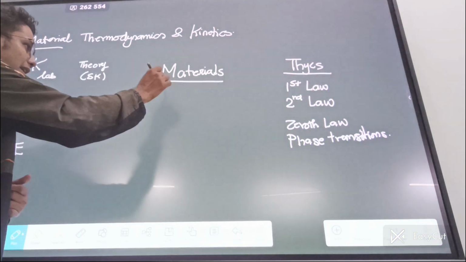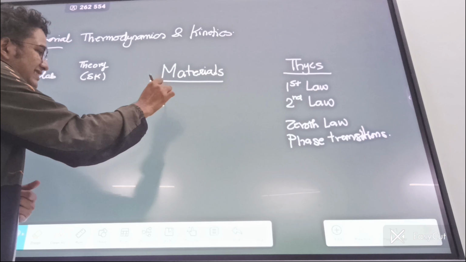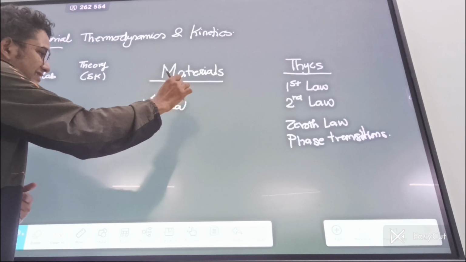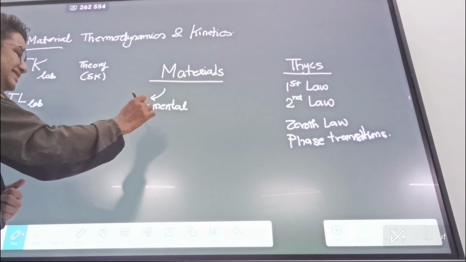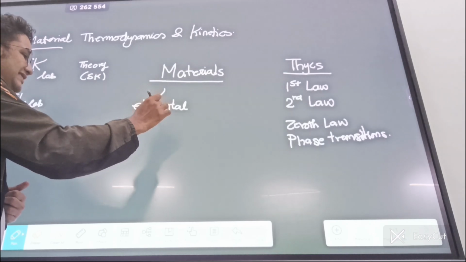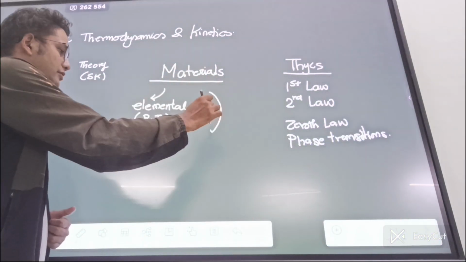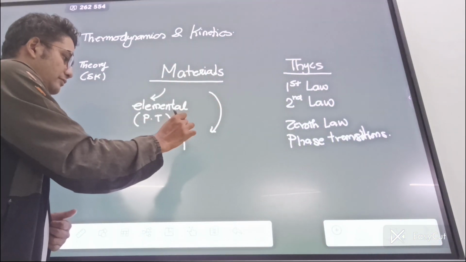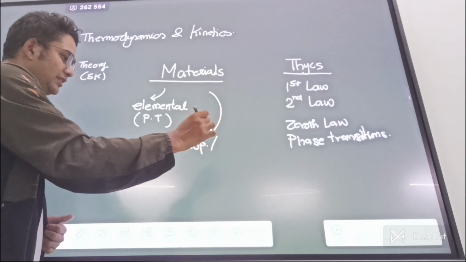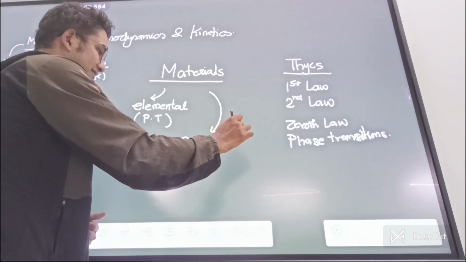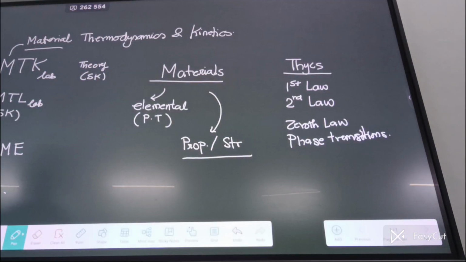Ek hai elemental classification. That is from the periodic table. Dusra classification is based upon the properties or the structure of the materials. In dono aspects ke upar base karke we can classify the materials. Right?